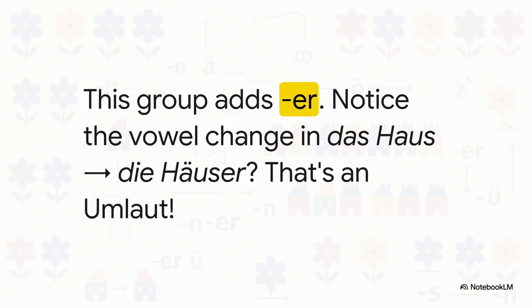Then we have group 3, which adds ER. So das Haus becomes die Häuser. Now, hang on a second. Did you catch that? The A turned into an Ä. That little change is called an umlaut, and we're going to talk about that little power-up in just a bit.